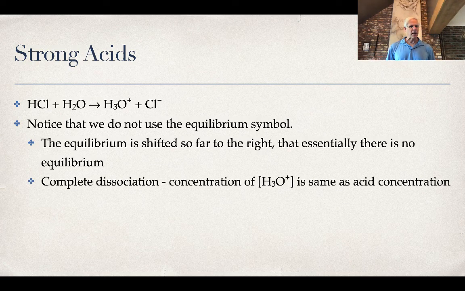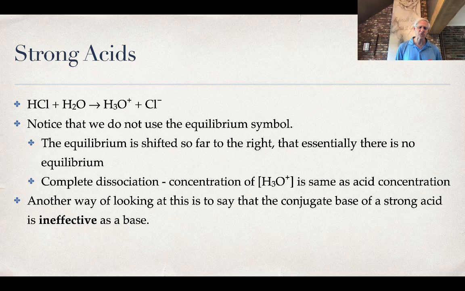So essentially what we have is a complete dissociation, a complete breaking apart of the HCl molecule in water. And so what that means is that if I know the concentration of HCl, I also know the concentration of H3O+. So if I have a jar that says 1 molar HCl, what that really means is I have 1 molar H3O+, because the HCl is completely dissociated. But we say HCl because that was the parent chemical that went in.